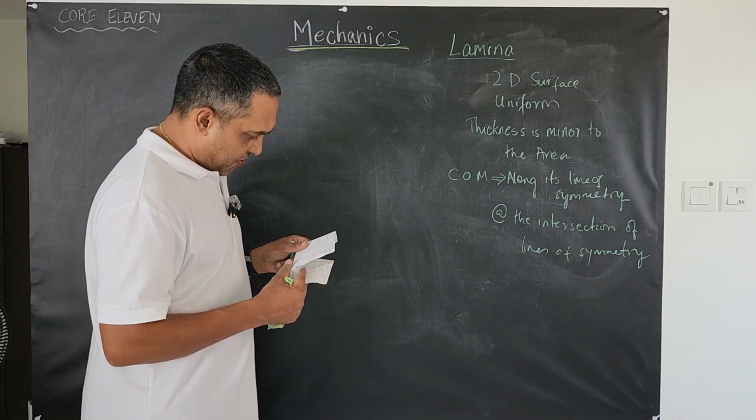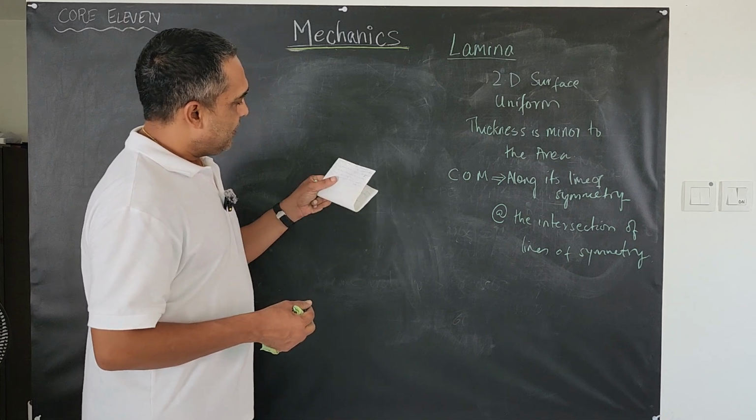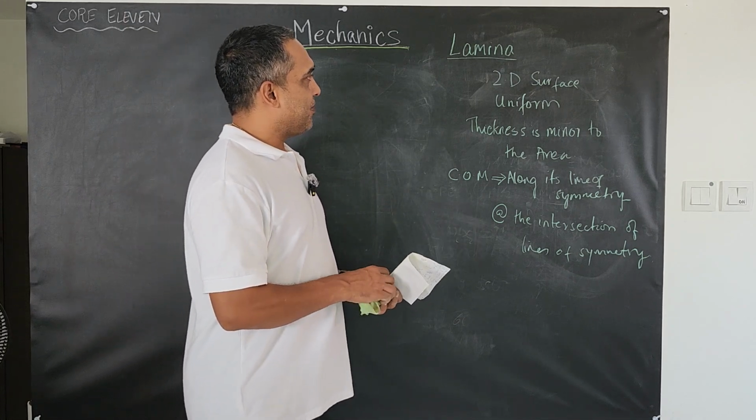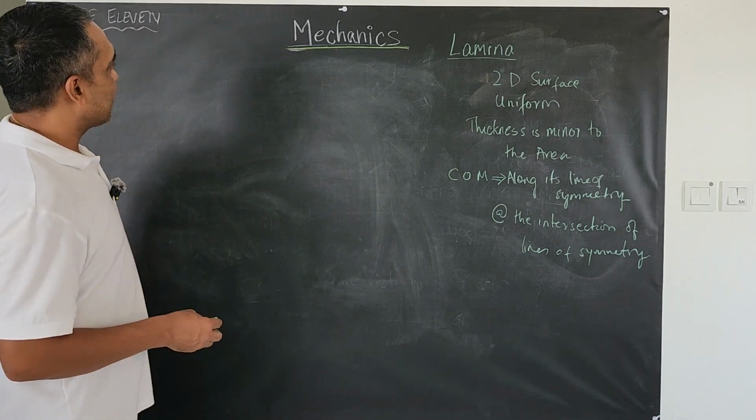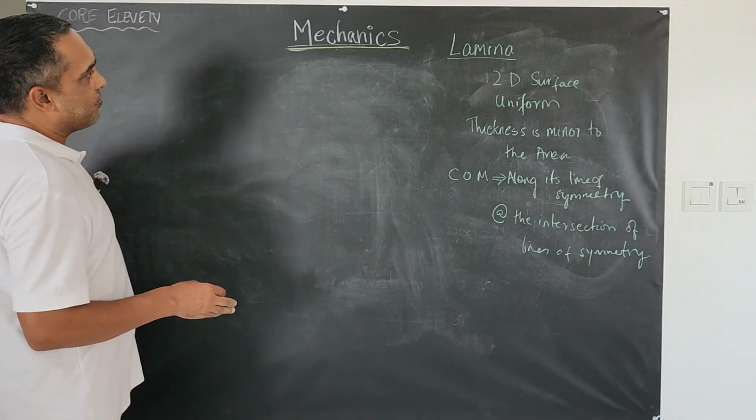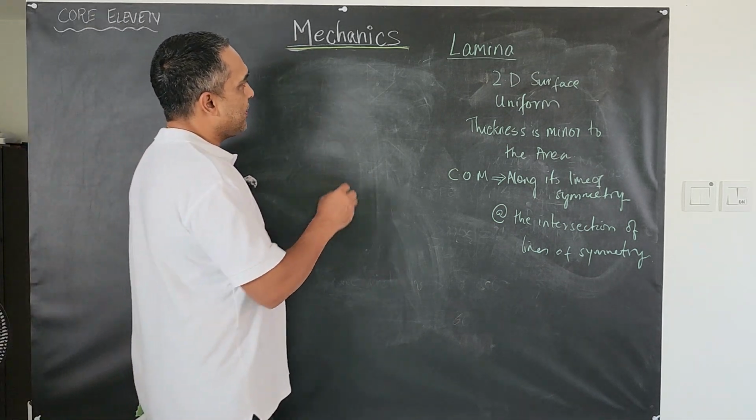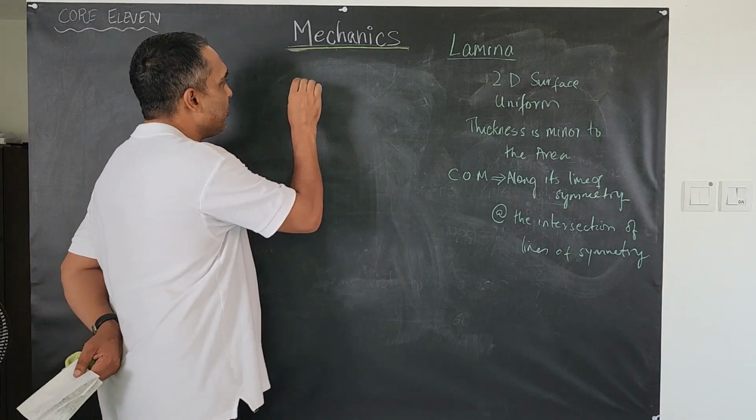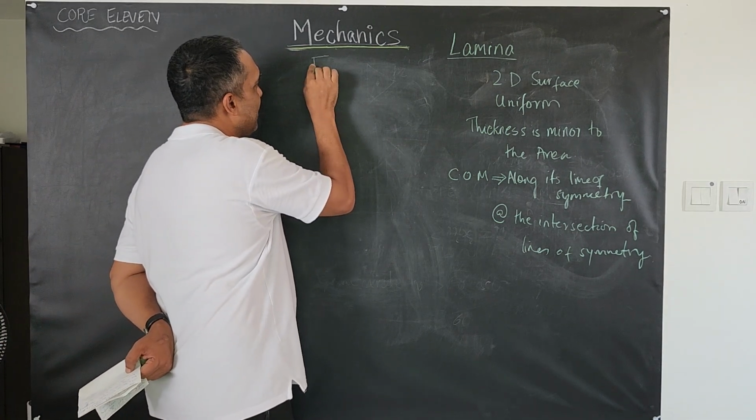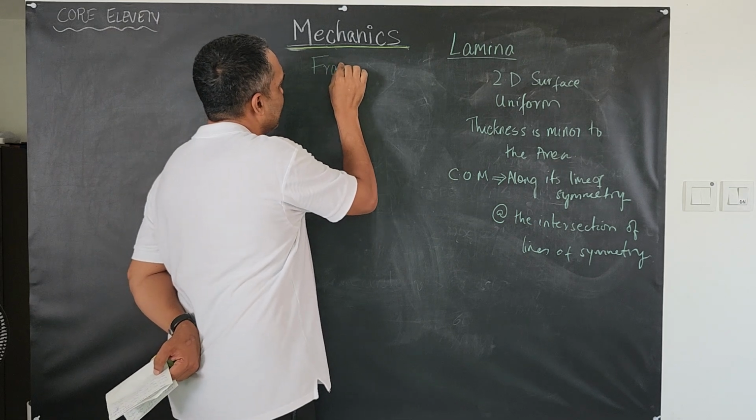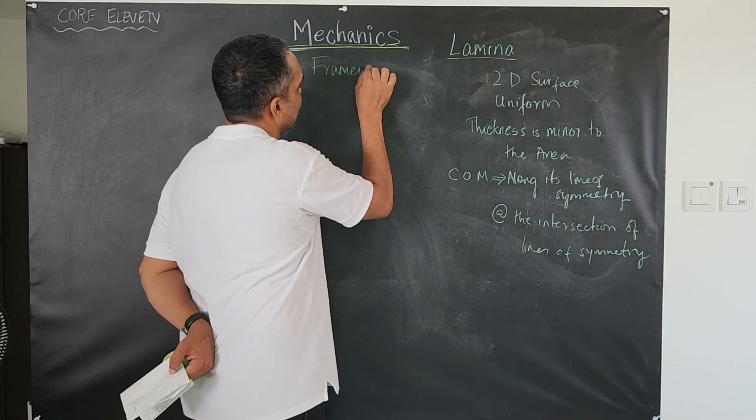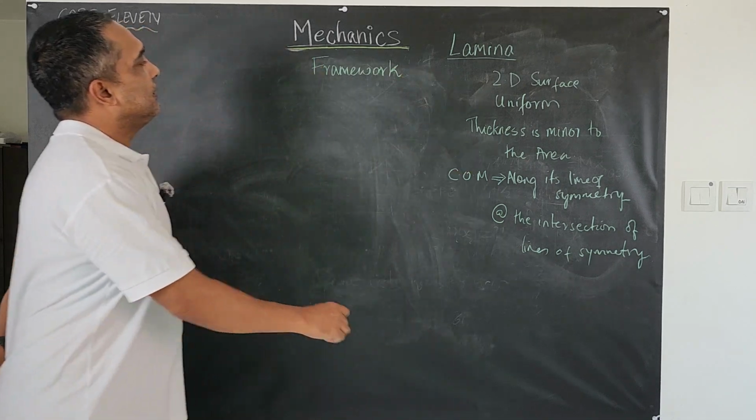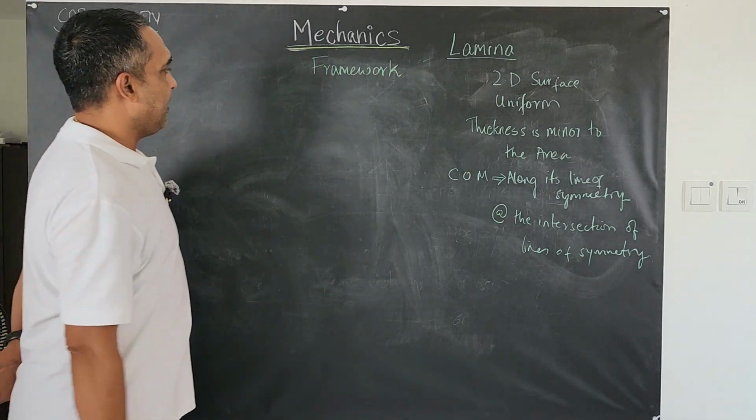Okay, let's now go to, so that's lamina. Before we do the pivoting part, we're also going to do something called a framework. And then we will come to the pivoting part, which is the same concept for both lamina and framework. We will talk about framework. So framework. Okay, it's really a frame.